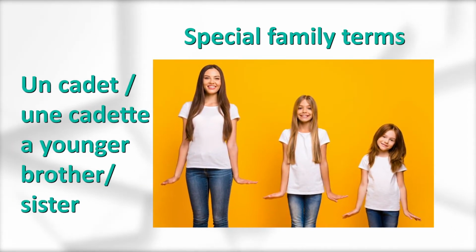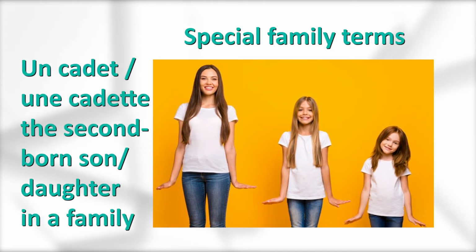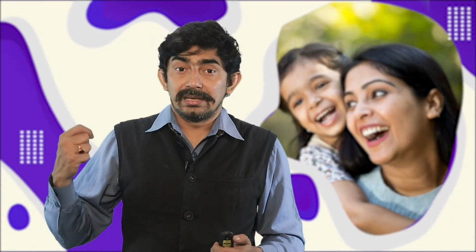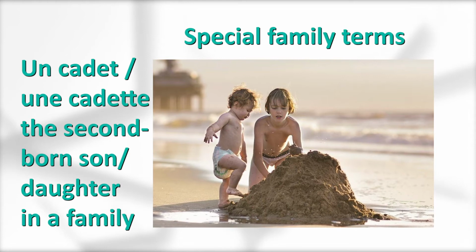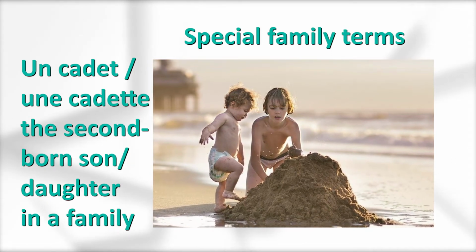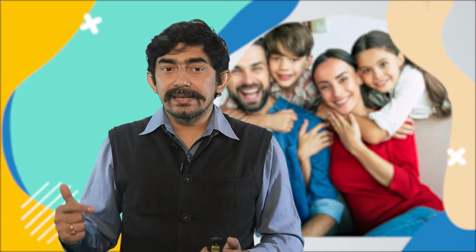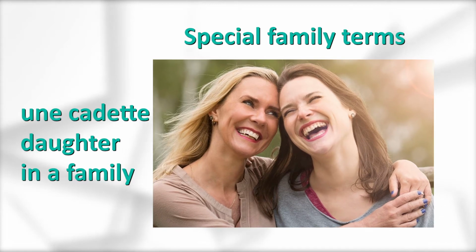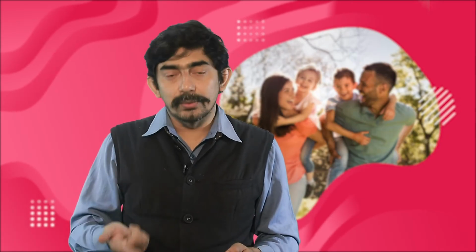Now, cadet or cadette refers to the second born of a family. Le frère cadet: for example, there are two brothers, Jacques who is older and Michel who is younger. So, le frère aîné is Jacques, le frère cadet is Michel. Cadet also changes its gender if the person is a female. Un cadet, une cadette. These are the terms that you can use introducing your family or anybody's family.